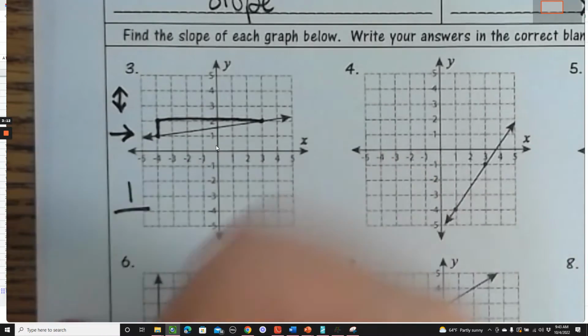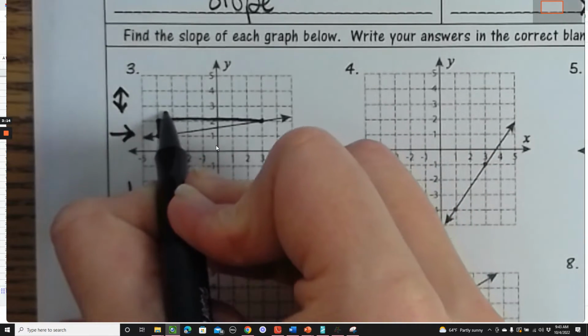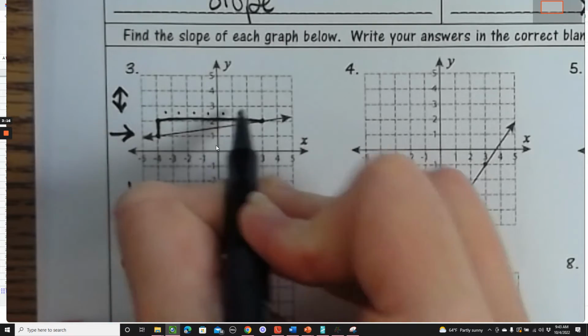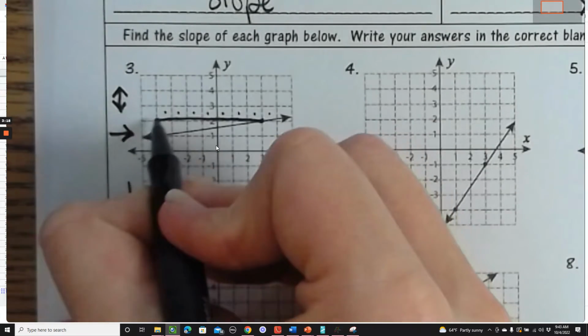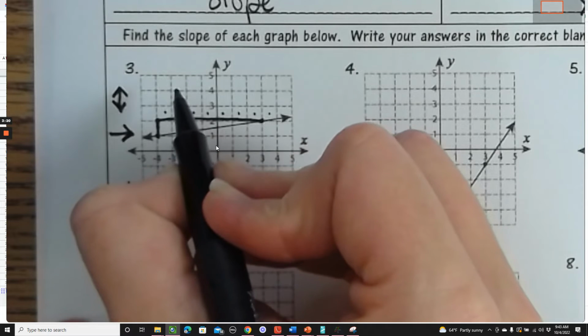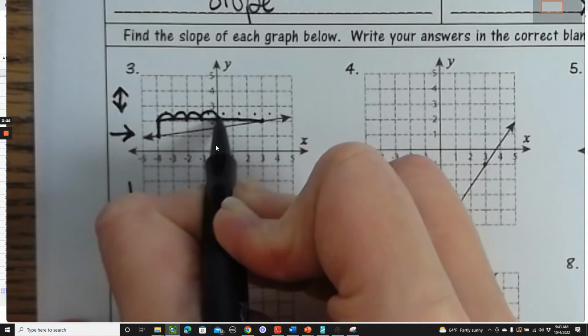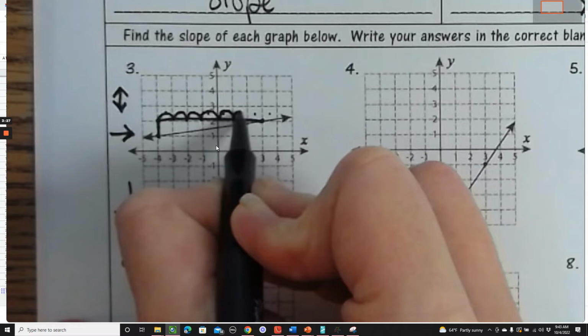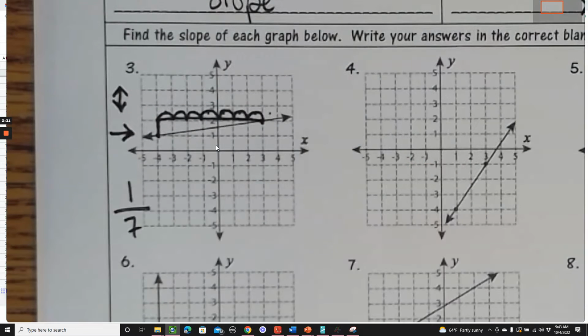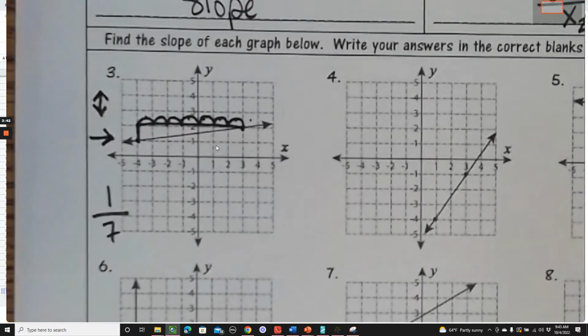Now you can count, I've had kids count boxes, 1, 2, 3, 4, 5, 6, 7. Or I've had kids, if they don't have all the little grid marks, make loops. 1, 2, 3, 4, 5, 6, 7. And I've had kids that can just count. You do what works for you. But that's it. That's my slope. How many do I go up or down? How many do I go over? And we make it a fraction. So this one is 1/7.